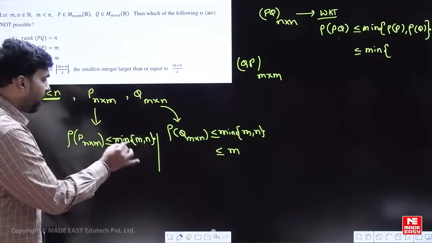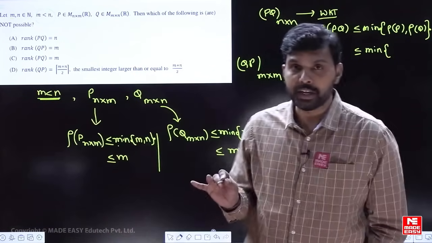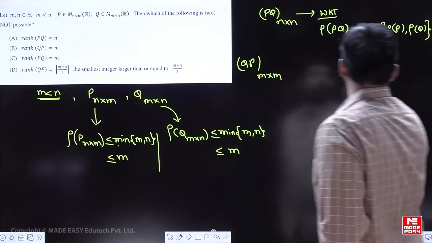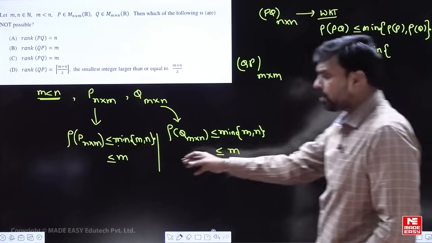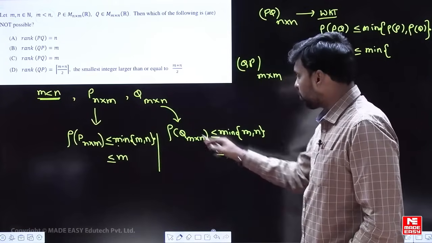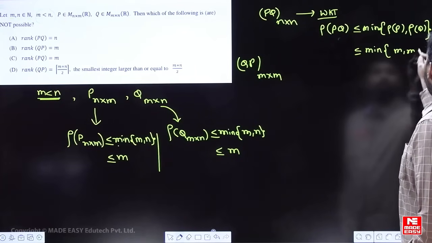So the rank of both can be M, or otherwise less than that, right? So both can have rank M or less than M. Now if you take this, as it is less than or equal to the minimum, the maximum possible rank of P is M and the maximum possible rank of Q is also M here. So then we take it as M comma M.